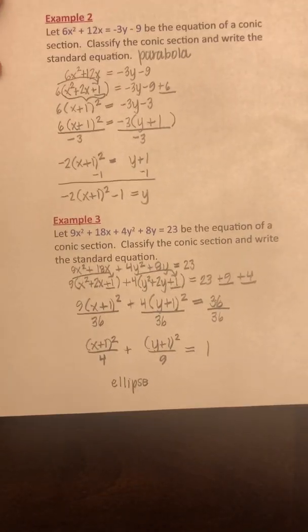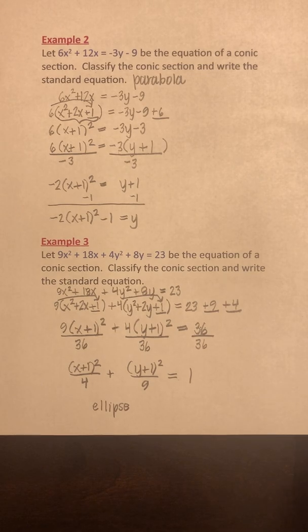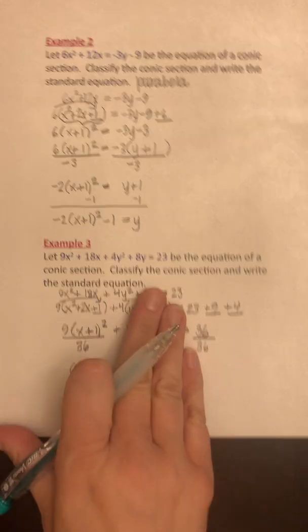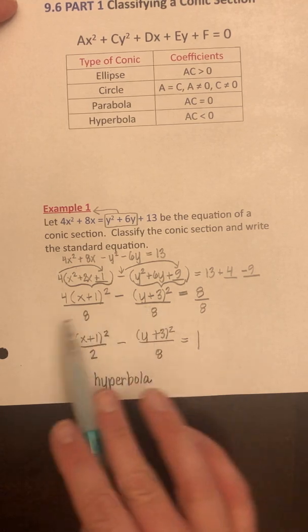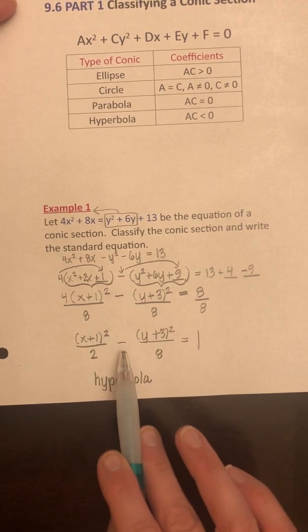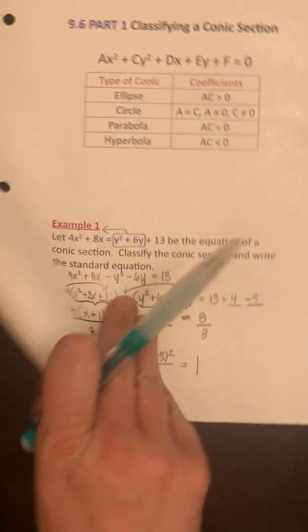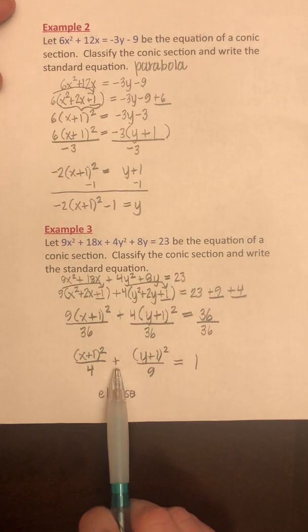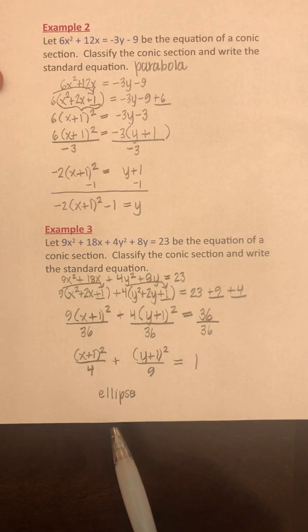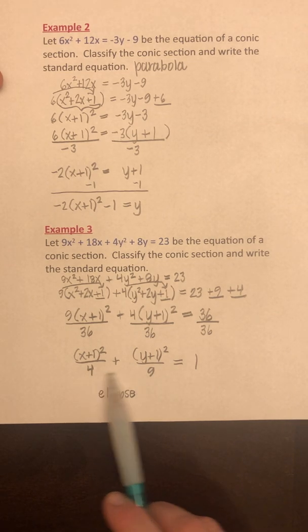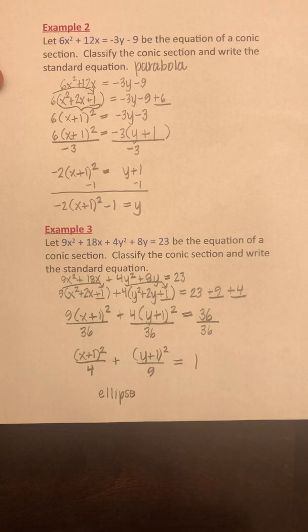All right, so just to reiterate, it's going to be a parabola if only one variable is squared. It's going to be a hyperbola if you have the x's and y's on the same side, but you have a minus in between them. And when they're on the same side and you have a plus in between them, it's either an ellipse or a circle. The way that you'll know is depending on the denominator. If they share the same denominator, then it's a circle. If they have different denominators, then it is an ellipse.